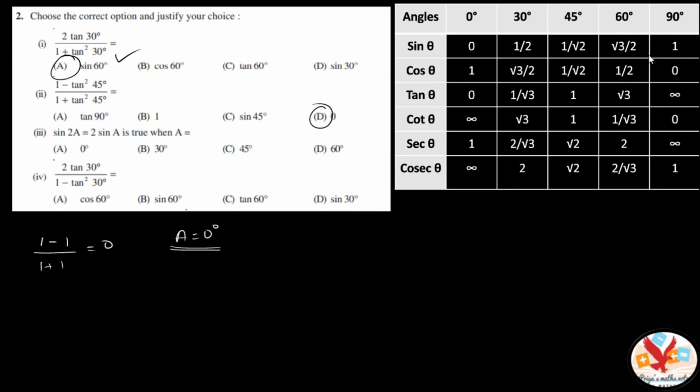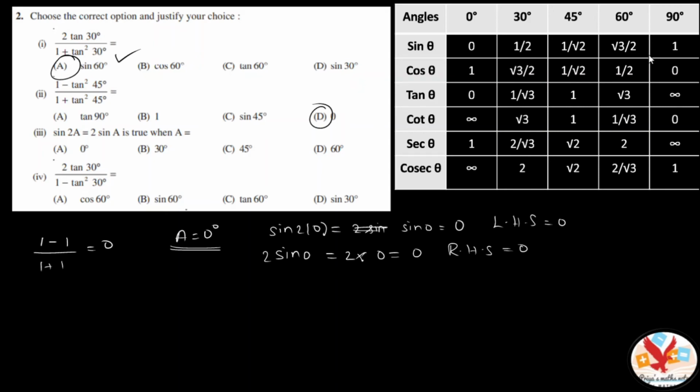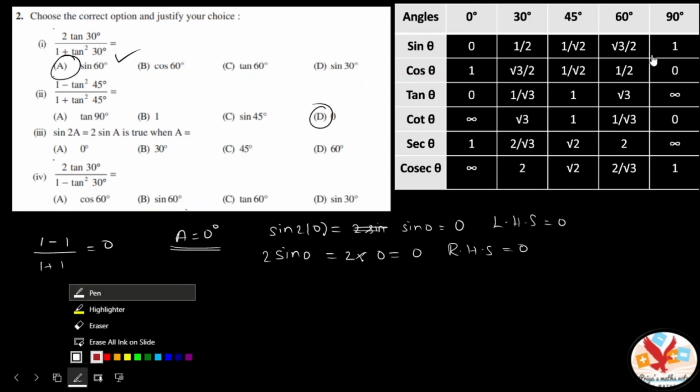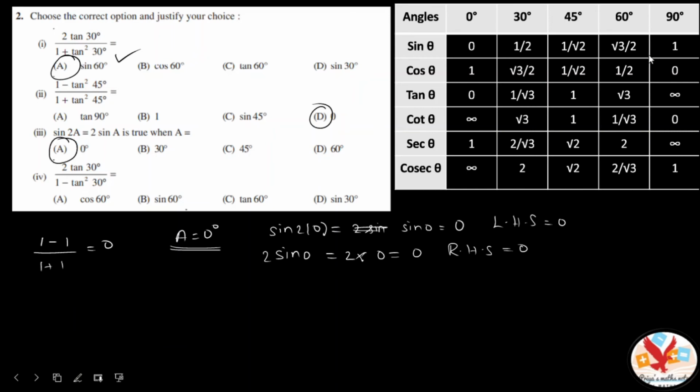Now let us check. When A is equal to 0 degree, sine 2 into 0 is equal to sine 0, which is 0. LHS is 0. And 2 into sine 0 is 2 into 0, which is 0. RHS is 0. Therefore, LHS is equal to RHS, which is true. Therefore, the answer for this statement is option number E.